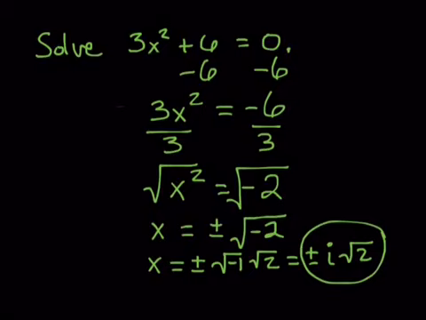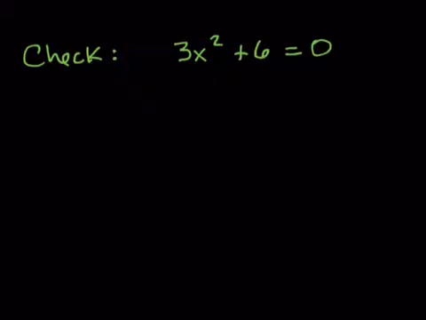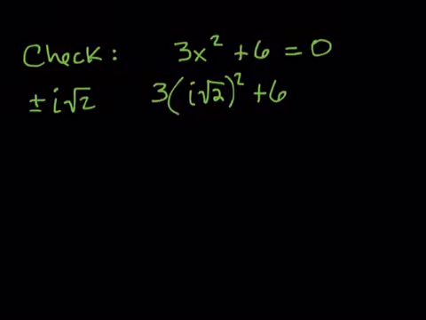Now, how would you do a check for this one? I want to walk through that. So let's check. We have two answers to check. So we've got plus or minus i square root 2. And let's check the principal root first. So I want to do 3 times i square root 2 squared plus 6 and make sure that equals 0.